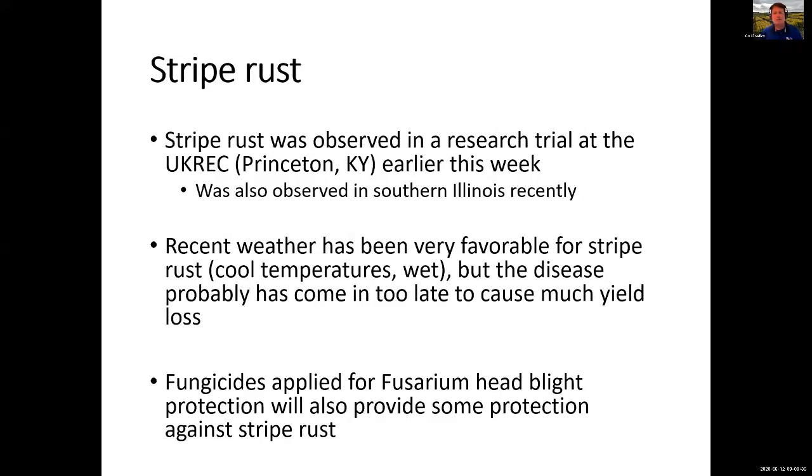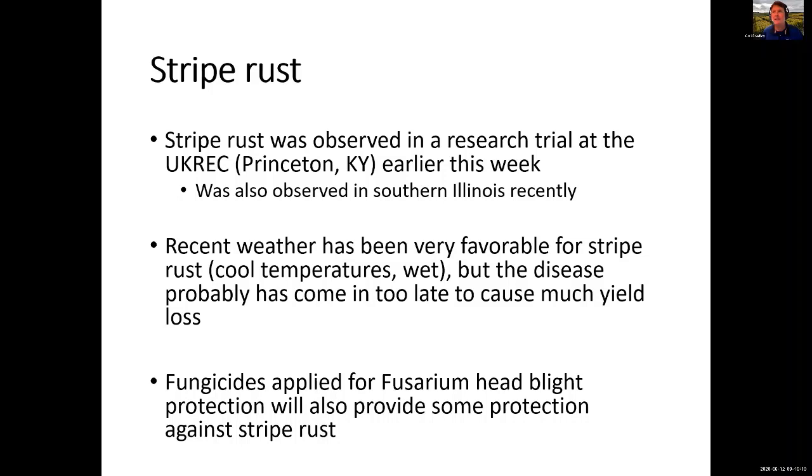Stripe rust, I found stripe rust yesterday in Princeton. I know that there was a report out of Southern Illinois recently as well, and on Twitter, it looks like there's a little bit of stripe rust in southeast Missouri as well. So that's a disease that's not uncommon for our area. The temperature has been perfect for stripe rust. Cool and wet is really what this likes. Once it warms up later this week, it'll probably make the stripe rust fizzle out. But it's probably come in too late this year to really cause much yield loss.